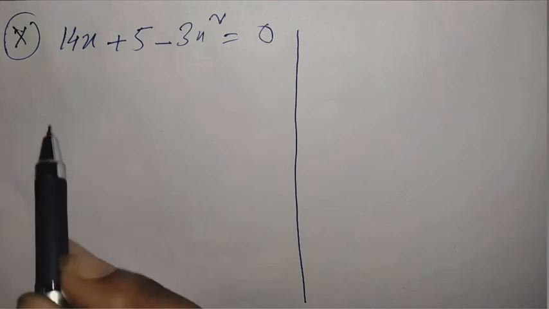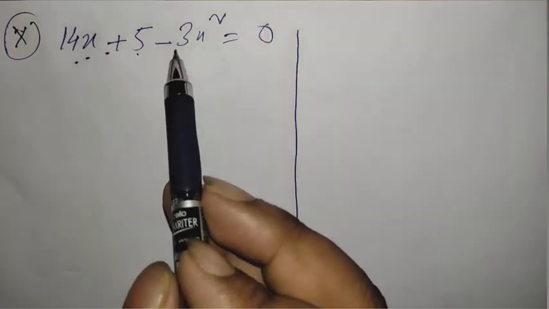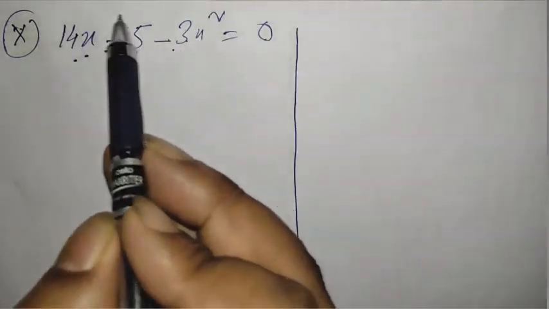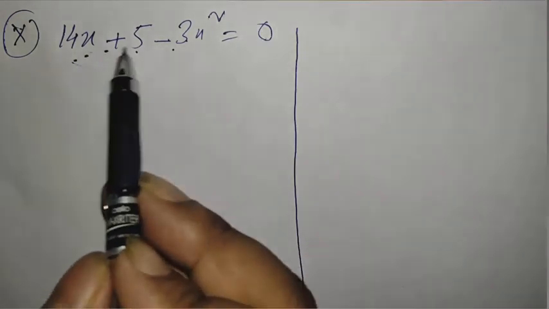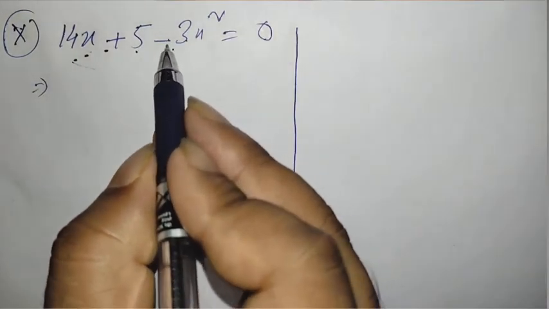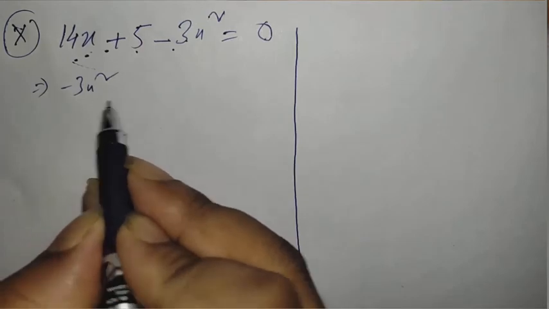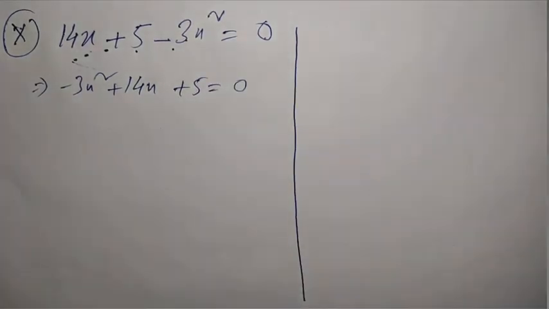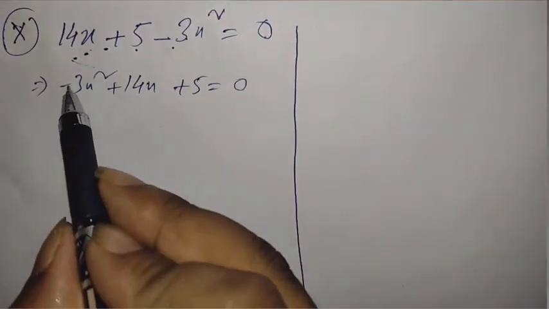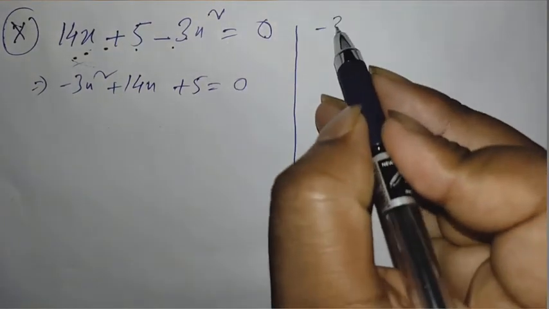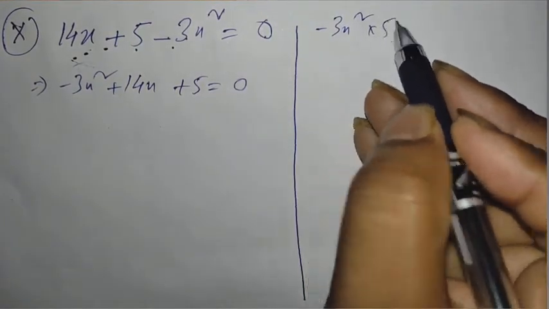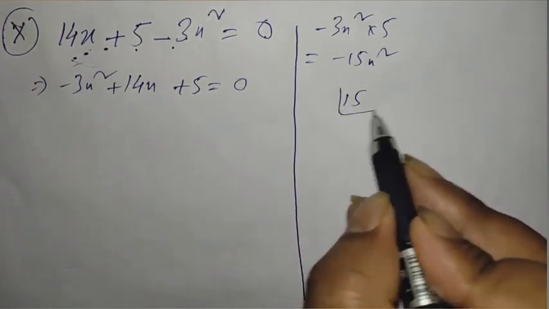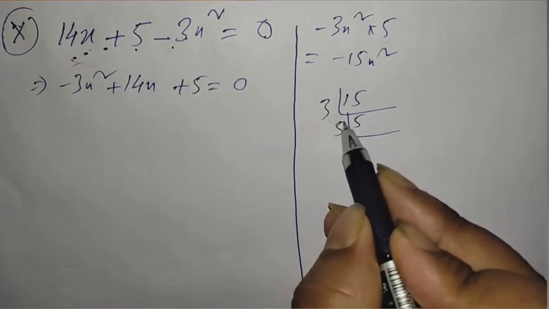Now we will do question number 10, that is 14x plus 5 minus 3x squared equal to 0. Let us take the powers of the unknown in descending order. It is written randomly. So first of all, minus 3x squared, then x, then the constant 5. Now we will multiply the first term with the last term, minus 3x squared times 5. We get the answer minus 15x squared. So 3 times 5 is 15.